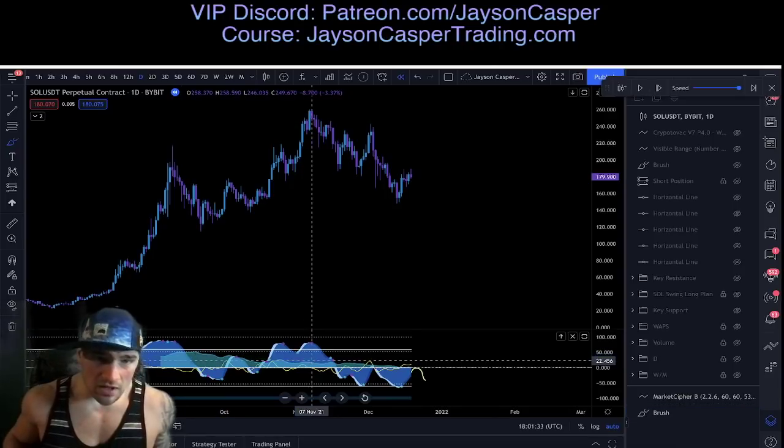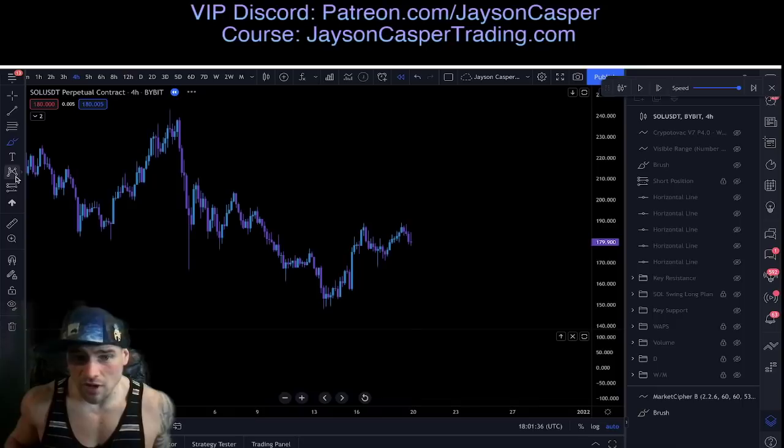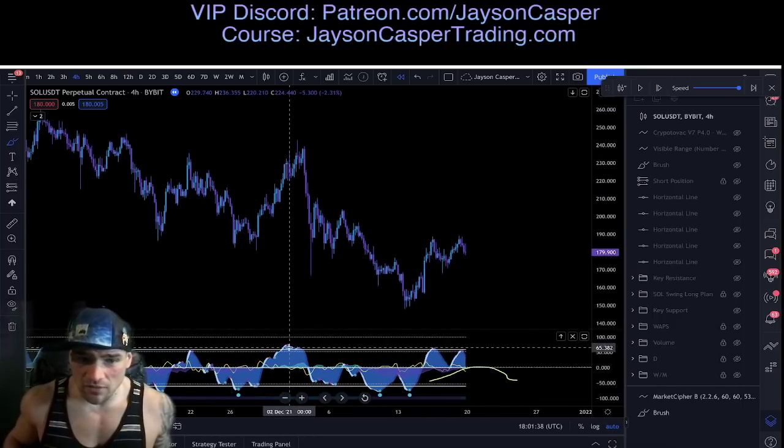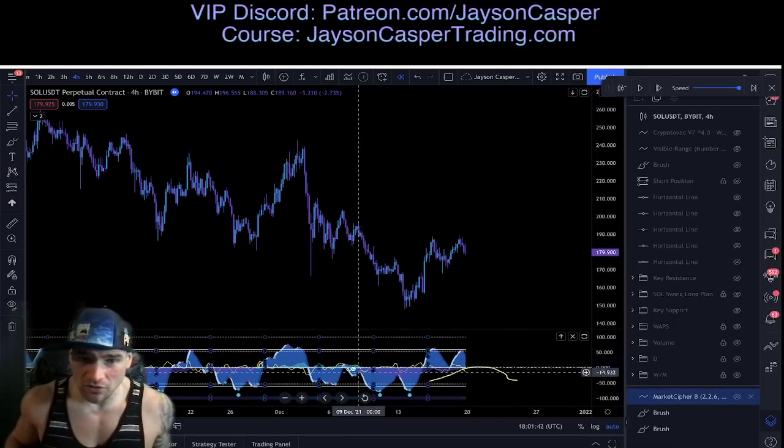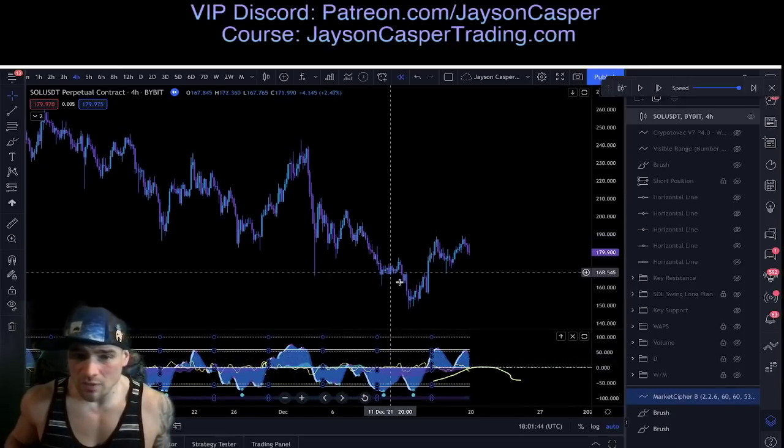Money flow is showing us money either coming or leaving an asset. Okay, and we can go to a lower time frame, like maybe the 4 hour, and we can see that when money flow crosses from the purple into the blue, we tend to get a pump. And when money flow crosses from the blue into the purple, we tend to get a dump.